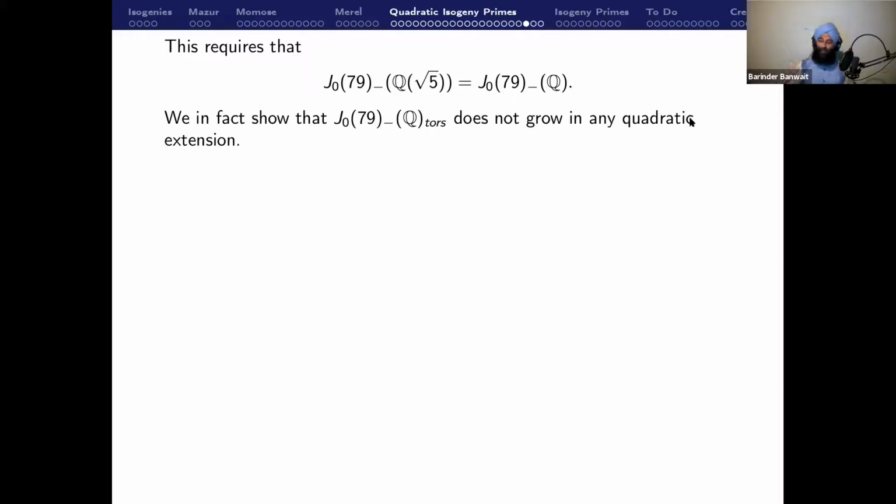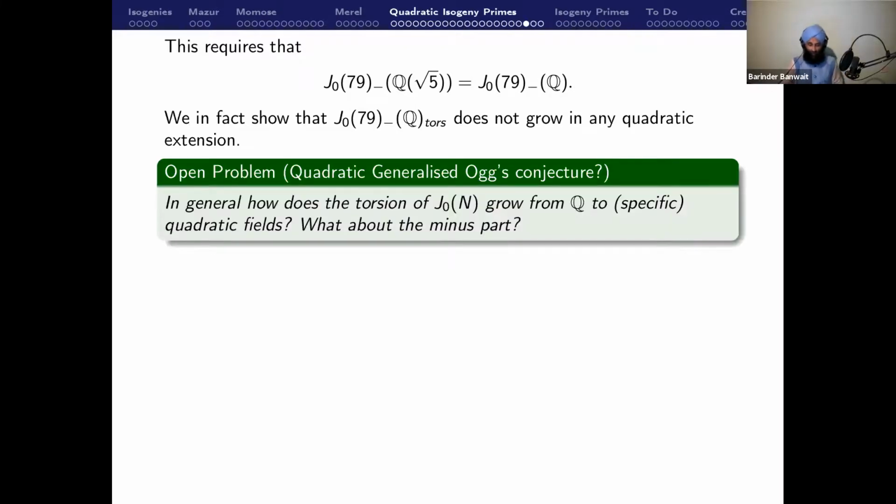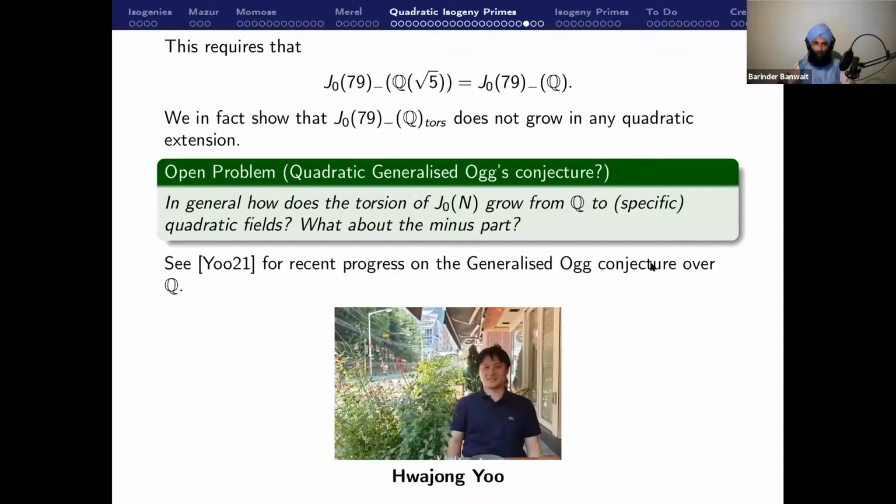So questions like this, more generally, like what the quadratic torsion looks like on these Jacobians of modular curves, I think this would be worthy to study in and of itself. I mean, for the method of the appendix, we care more specifically about the minus part. So that could be a part of this work. But yeah, in general, what can one say about the quadratic torsion on these modular curves? This is related to the generalized Ogg's conjecture, for which there has been some recent progress, and you can see Hua Zhongyu's recent preprint for that.